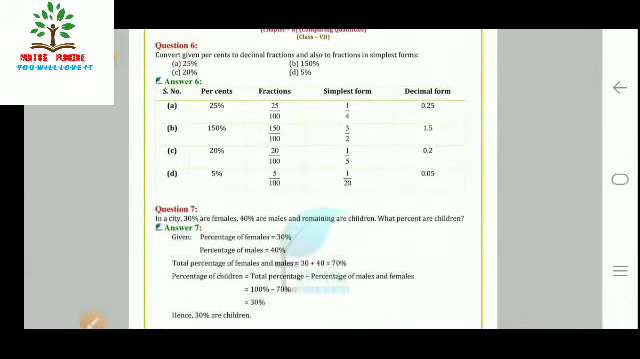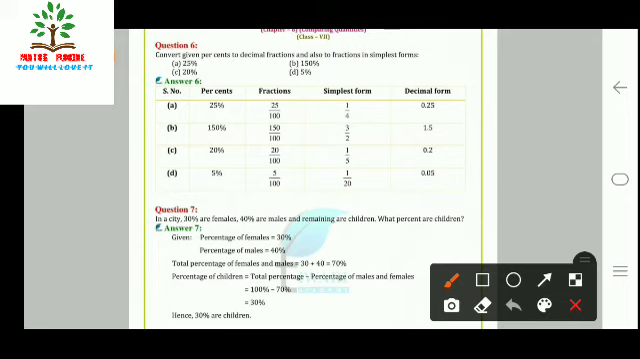Now question number 6. Convert the given percent to decimal and also to fraction in the simplest form. So 25% means 25 upon 100, so 1 upon 4, in terms of decimal 0.25. 150% means 150 upon 100, that is 3 upon 2, which is equal to 1.5. Then 20% means 20 upon 100, which is equal to 1 upon 5, that is 0.2. Then 5% means 5 upon 100, which is equal to 1 upon 20, that is 0.05.